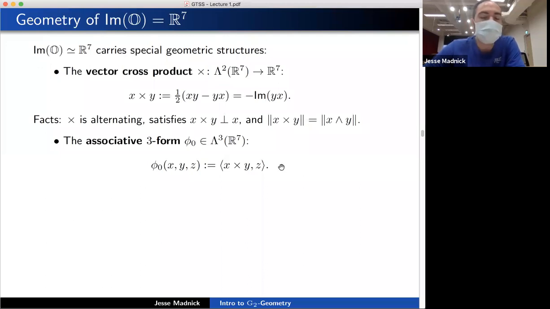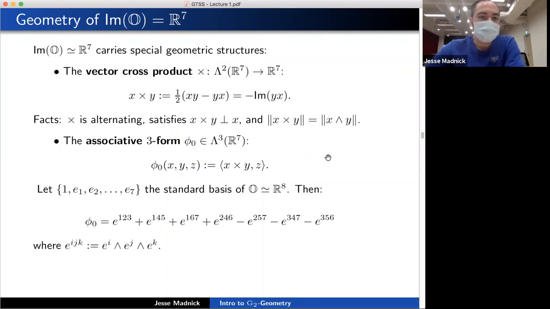It's also not obvious a priori that this is really a 3-form, but you can check that, in fact, this object is really alternating in all of its arguments. Okay, so what does phi0 look like in the standard basis, let's say? If you take the standard basis of the Octonions, that's a copy of R8, so 1, E1 up to E7, then phi0 has this horrible looking expression.